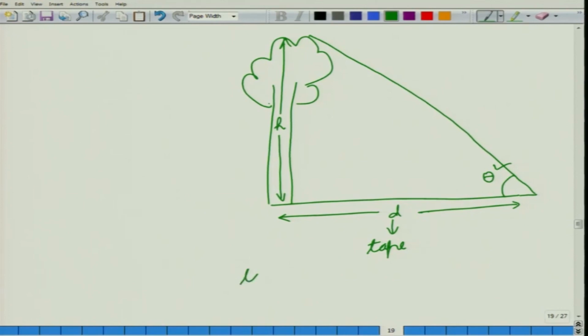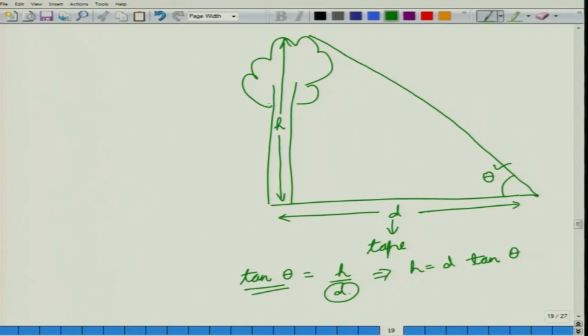Well, we can use the relation tan theta equals h by d. So, essentially, if you know theta, you can find out tan theta, you know d. So, h equals d tan theta. So, h can be easily measured. Of course, but this example requires you to be on the ground.